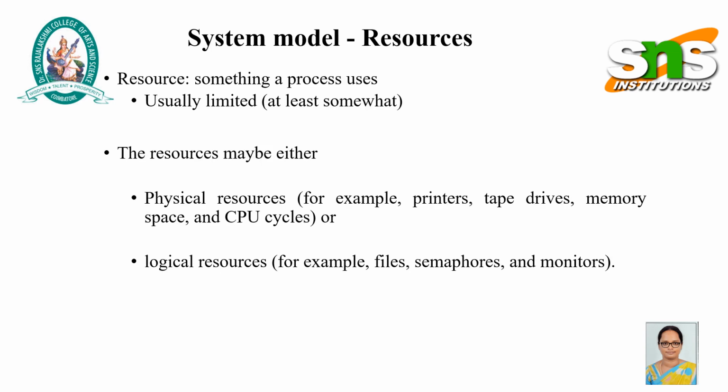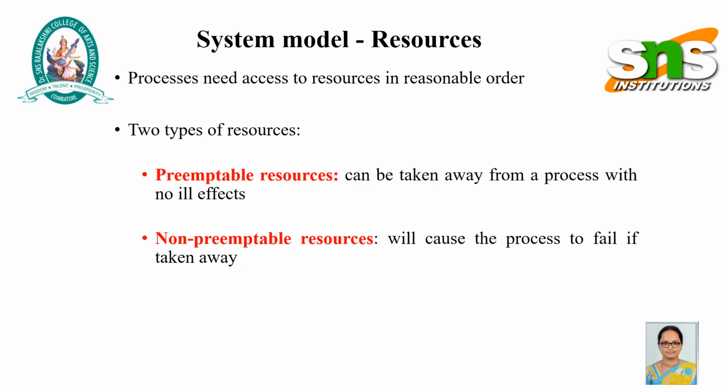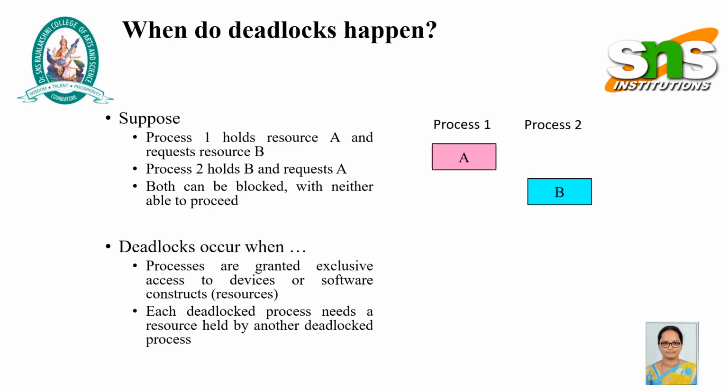System model. A resource is something a process uses. It is usually limited. The resource may be either a physical resource or a logical resource. Processes need access to resources in a reasonable order. Two types of resources: a preemptible resource can be taken away from a process with no ill effects; a non-preemptible resource will cause the process to fail if taken away.